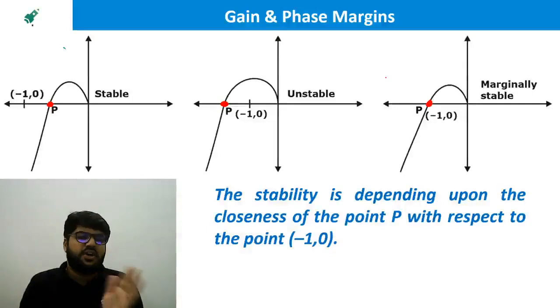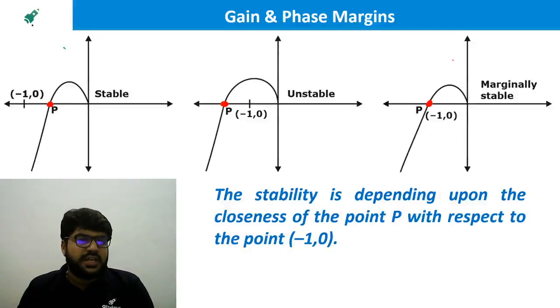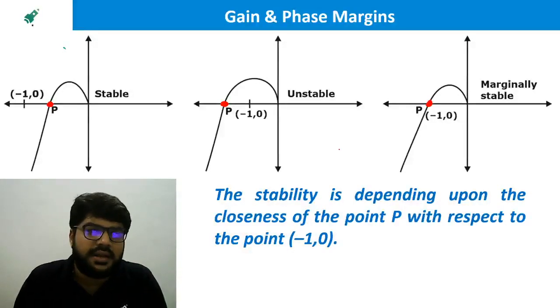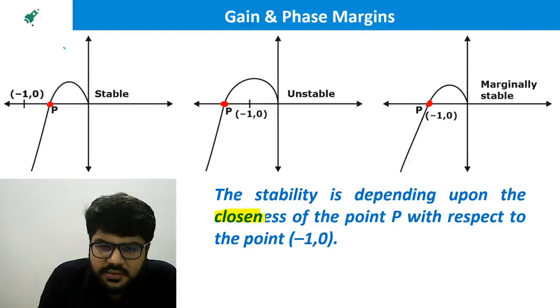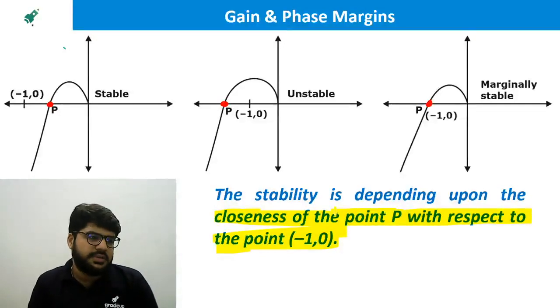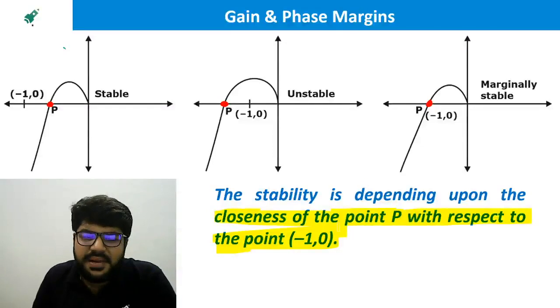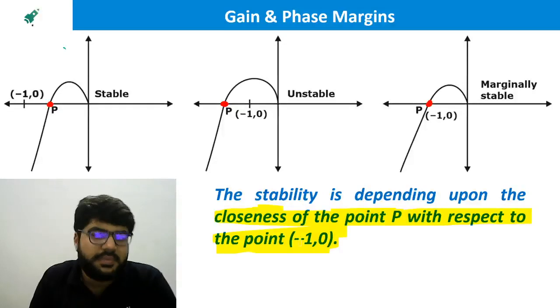And the verge of the boundary of stability and instability is known as marginally stable. So the stability of the system is depending on what? The stability of the system is depending upon, look at this important word, the closeness of the point P with respect to our important point of encirclement, that is -1, 0. The stability depends upon the closeness of the point P with respect to the point -1, 0.